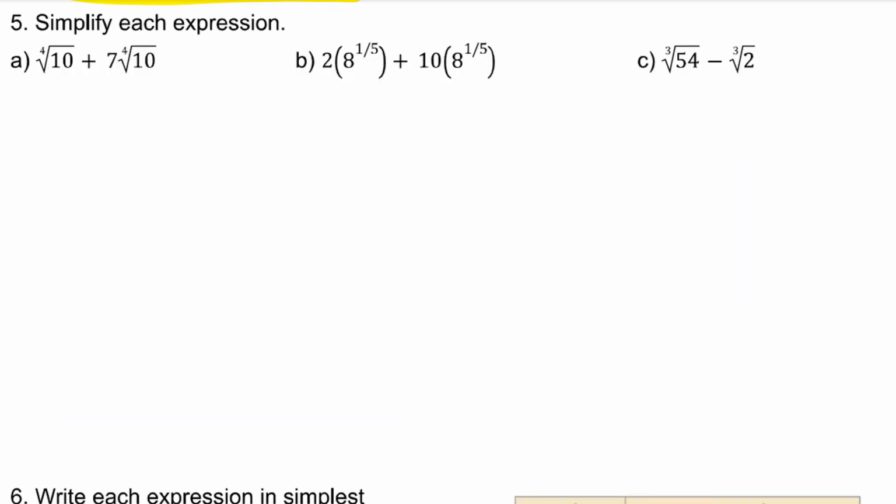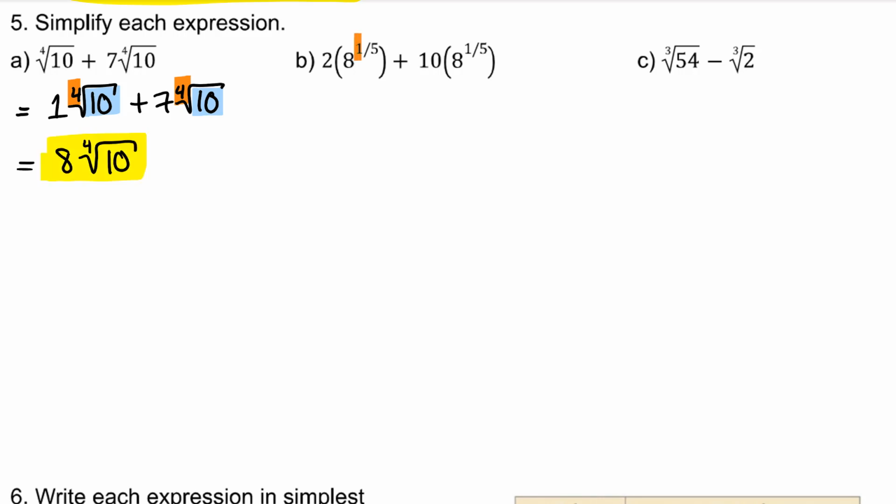In order to simplify an expression with radicals or rational exponents, you need to have the same root and the same base. Part A is basically saying 1 fourth root 10 plus 7 fourth root 10. Because 4 is the root and 10 is the radicand, that makes these basically like terms. We treat that root term as if it's a variable. So 1 fourth root 10 plus 7 fourth root 10 is 8 fourth root 10.